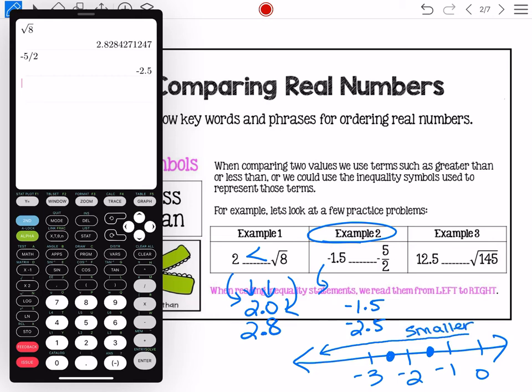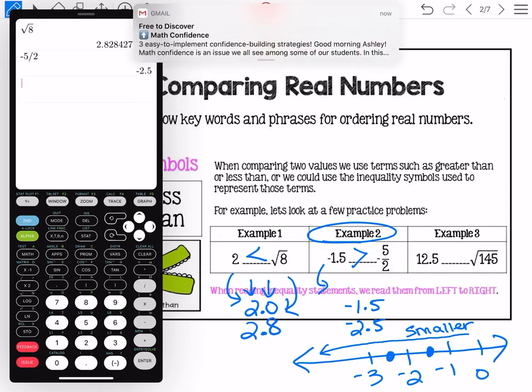Okay, so in reality, even though negative 2.5 might look larger, it's smaller than negative 1.5 because it is further away from 0. So here, negative 1.5, since it's closer to 0, is greater than negative 5/2. So just keep that in mind when you're working with those negative numbers. Okay, example number 3, 12.5 and the square root of 145.